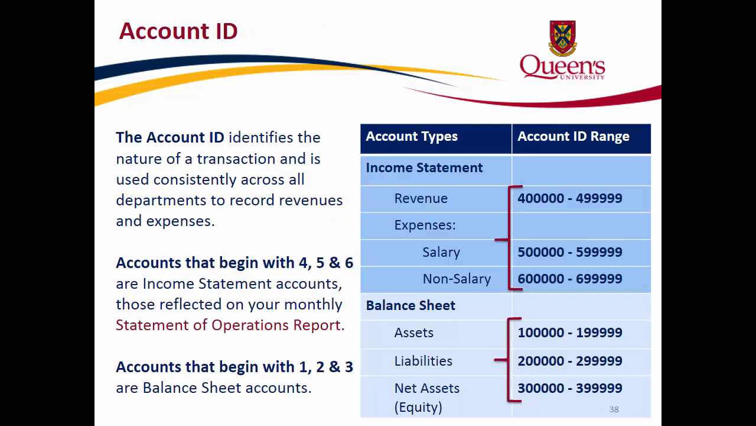The account ID identifies the nature of a transaction. It is used consistently across all departments to record revenues and expenses. Accounts that begin with 4, 5, and 6 are income statement accounts, those reflected on your monthly statement of operations report. Accounts that begin with 1, 2, and 3 are balance sheet accounts.